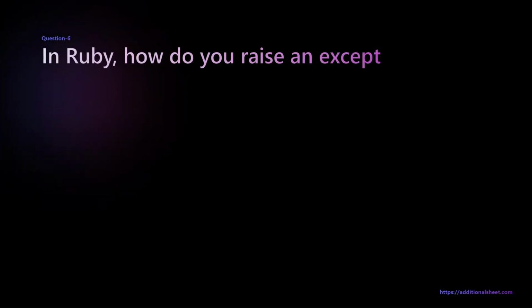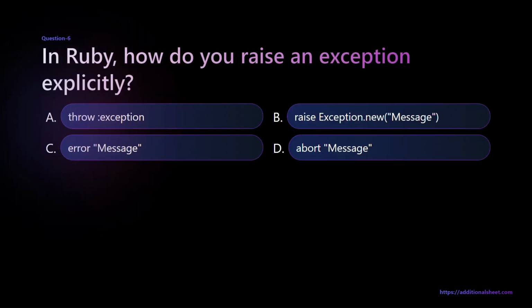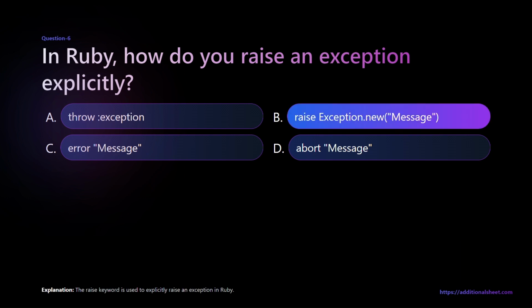In Ruby, how do you raise an exception explicitly? Option A, throw exception. Option B, raise Exception.new message. Option C, error message. Option D, abort message. The correct answer is option B, raise Exception.new message.